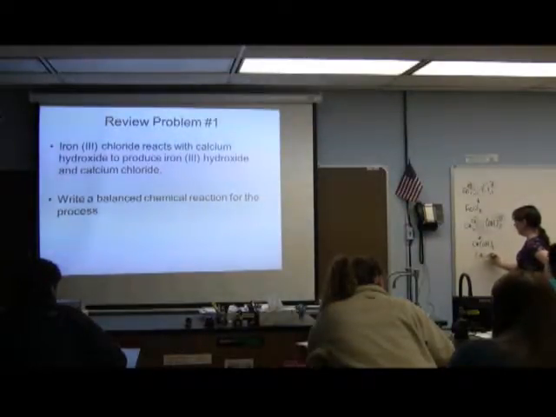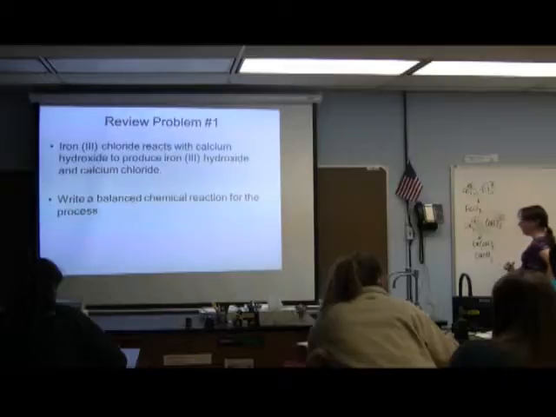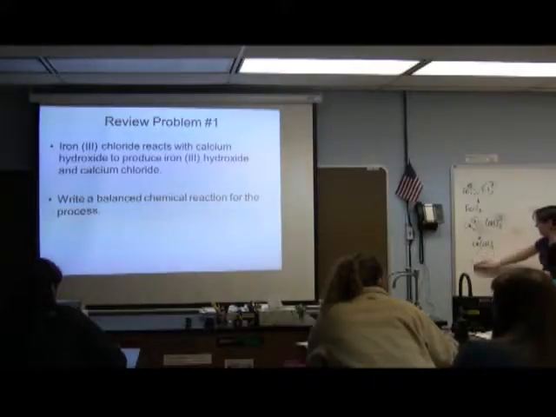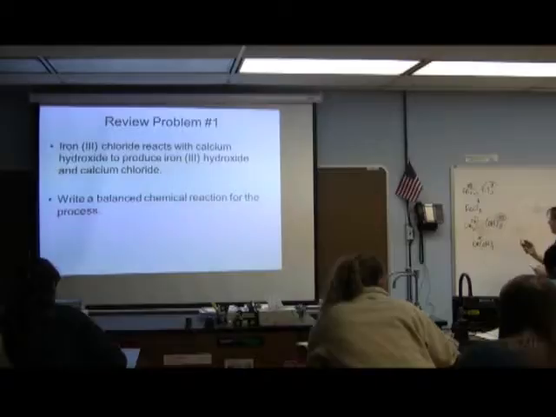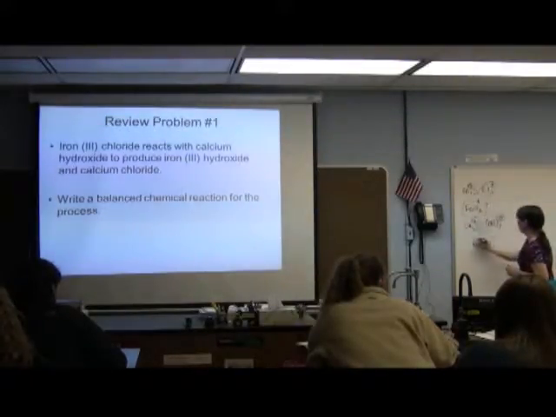If you wrote this on your paper, you probably had a hard time balancing it because that's not the correct formula. Why does the 2 need to go outside the parentheses? Because you have to multiply the 2 by both, because you've got 2 hydroxide ions, right? All right, so those are our reactants.